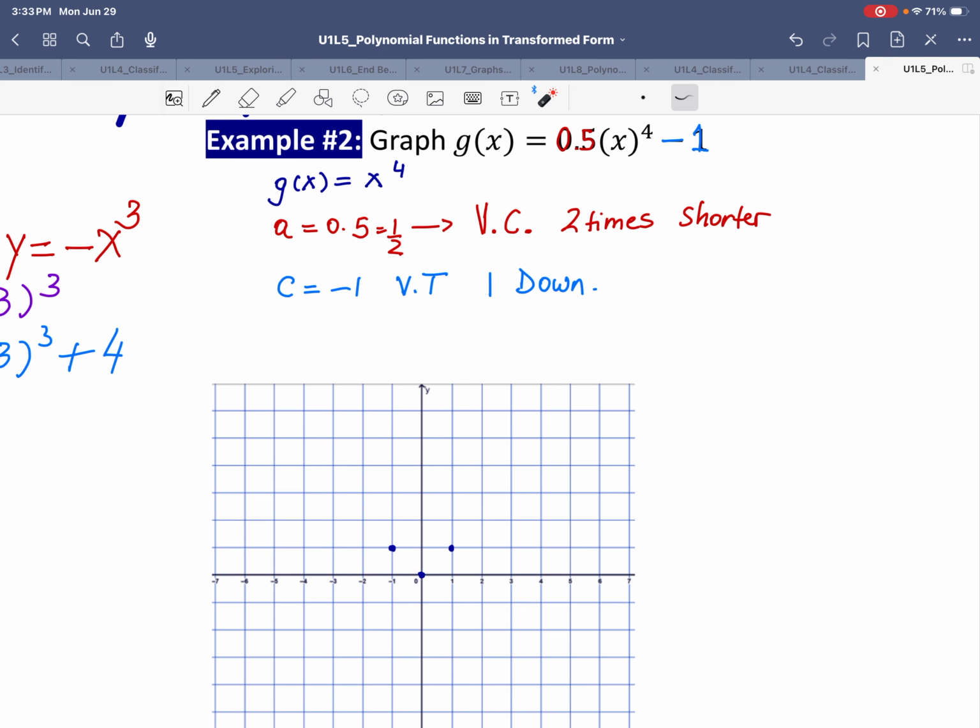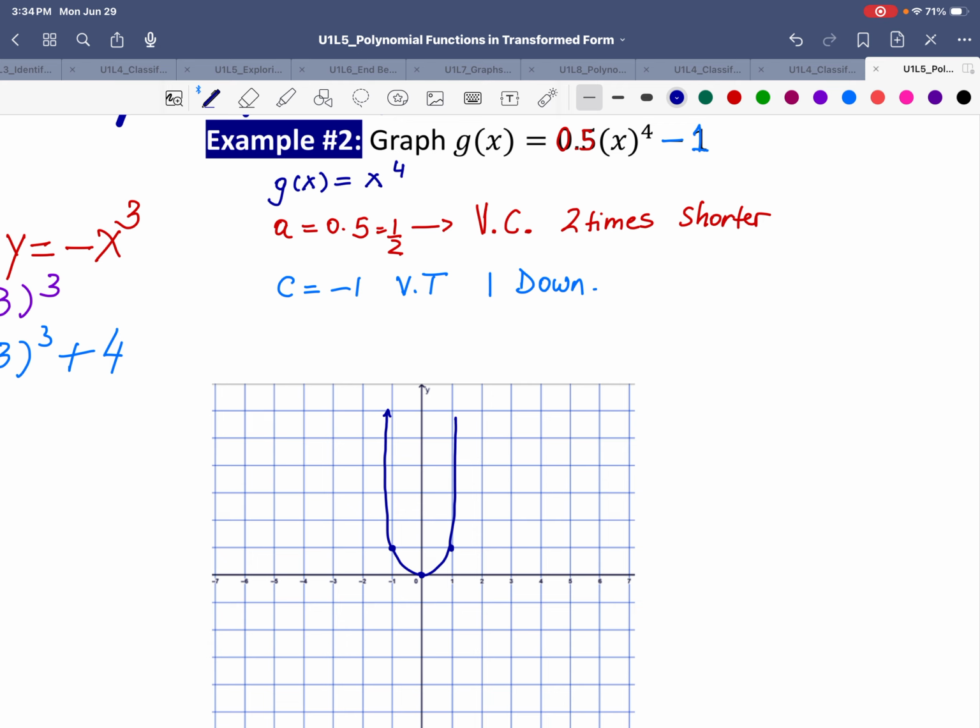So what we're going to do is use these 3 points, and we'll make the assumption that the graph is going to increase really, really fast here. And here we go. So we're going to use just these 3 points for the graph of this function.